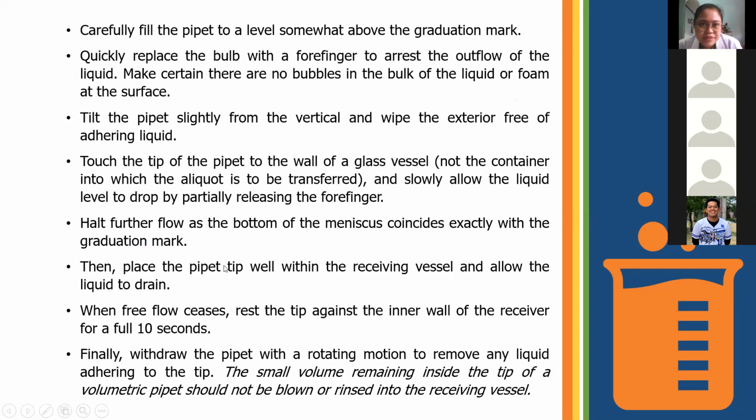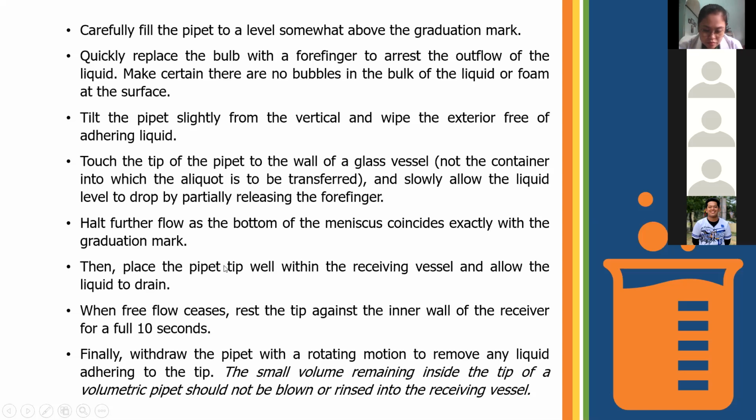So, in measuring the aliquot, next is to carefully fill the pipette to a level somewhat above the graduation mark. Quickly replace the bulb with the forefinger to arrest the outflow of the liquid and make certain there are no bubbles in the bulk of the liquid or foam at the surface. Tilt the pipette slightly from the vertical and wipe the exterior free of adhering liquid. Touch the tip of the pipette to the wall of a glass vessel and slowly allow the liquid level to drop by partially releasing the forefinger.